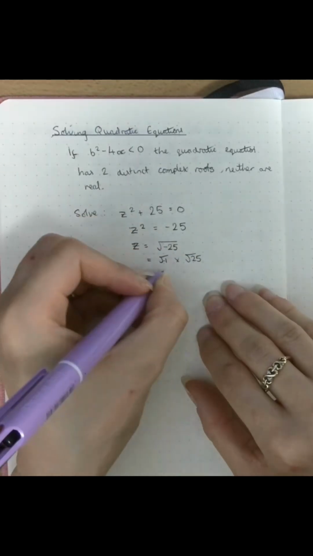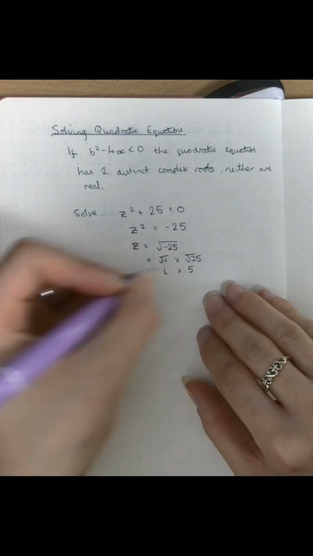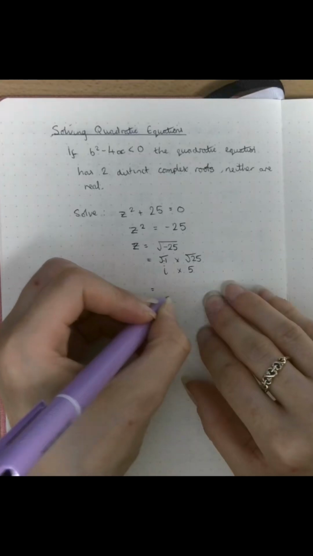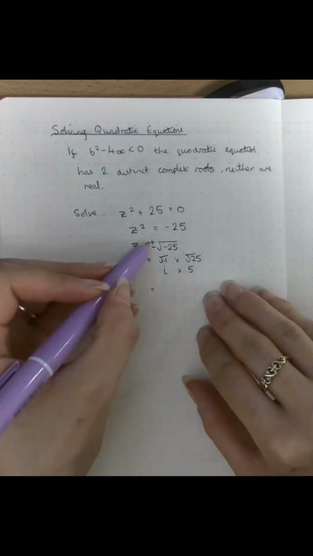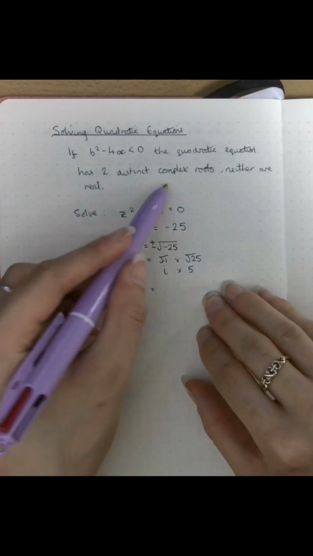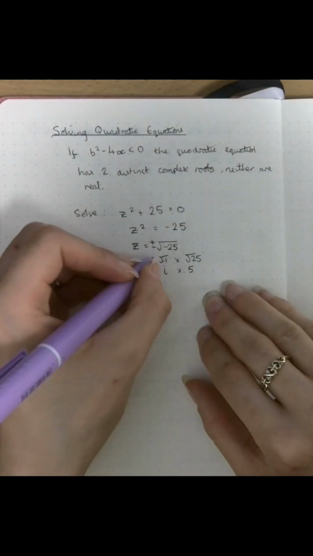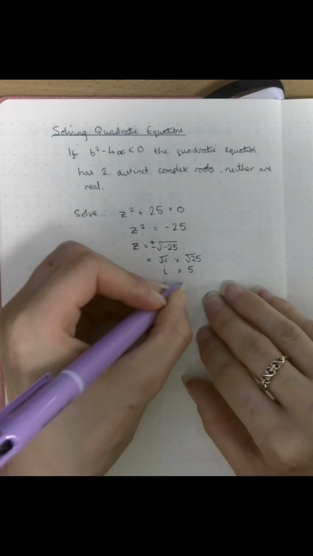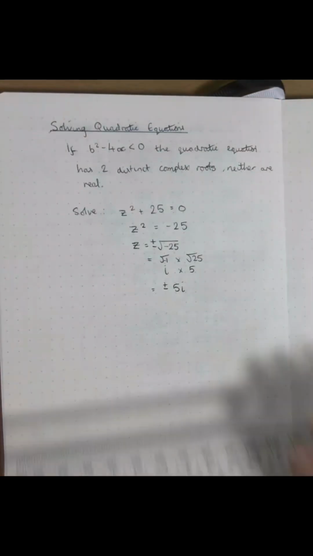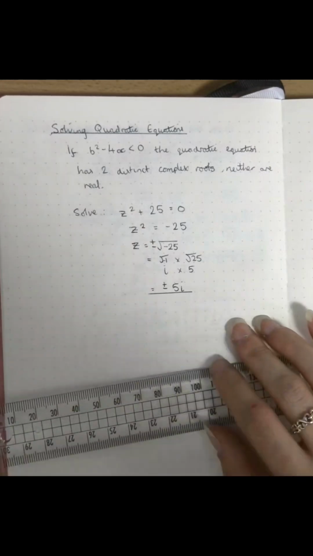The square root of negative 1 will be i, the square root of 25 is 5, so we get an answer of 5i. And I realise I should have put plus or minus here, because there will be two solutions. Remember, we have two distinct complex roots, which I forgot to do. But when we do that, we end up with plus or minus 5i as our answer, because when you square root, it's always going to be the plus and the minus as well.